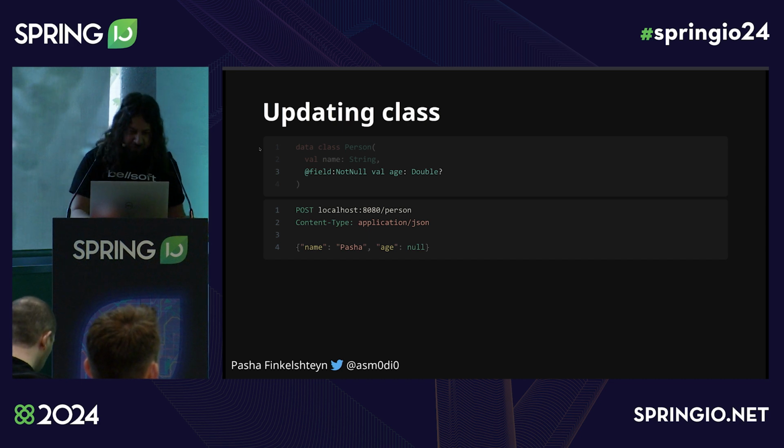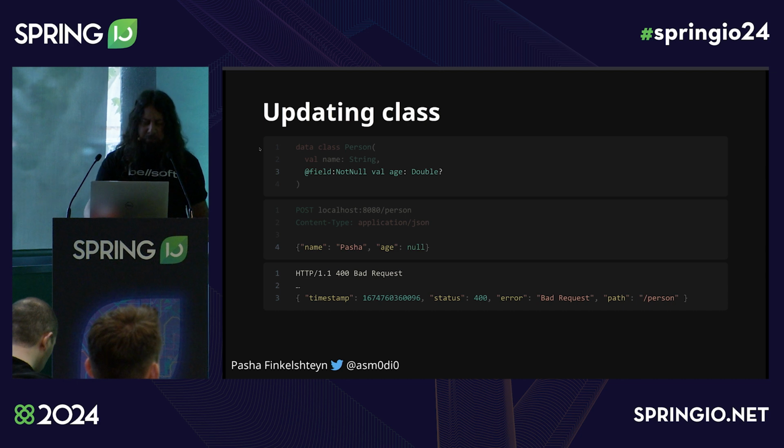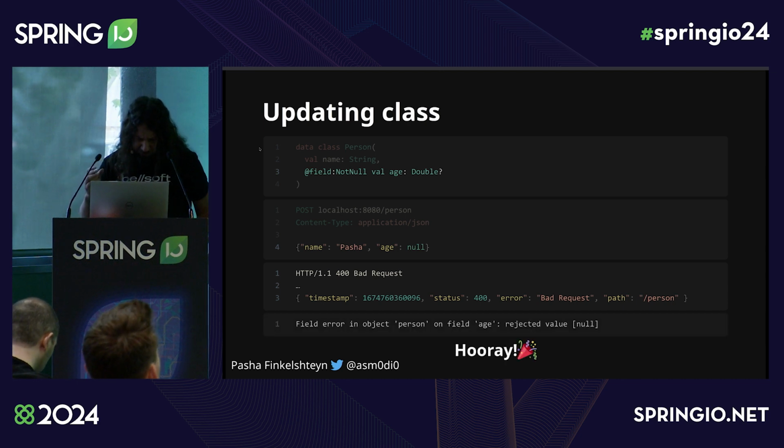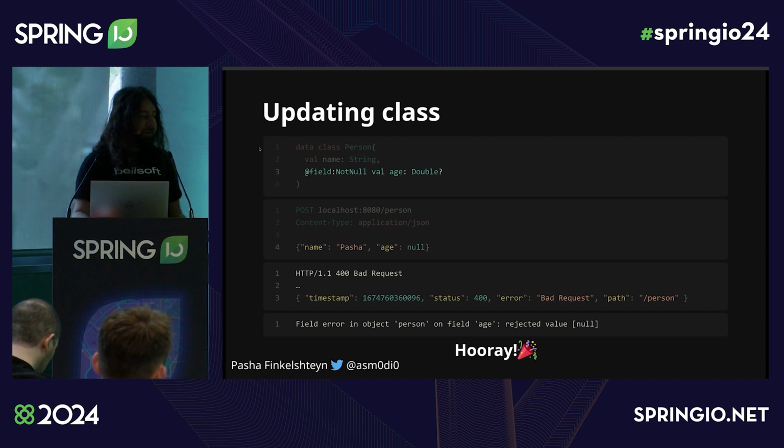And let's check it. We pass age null. Now, OK. Bad request, and obviously there will be some error on our server. Field error in object person on field age rejected value null. Now, it's how it should work. It's not very beautiful. You should be careful about it, though.